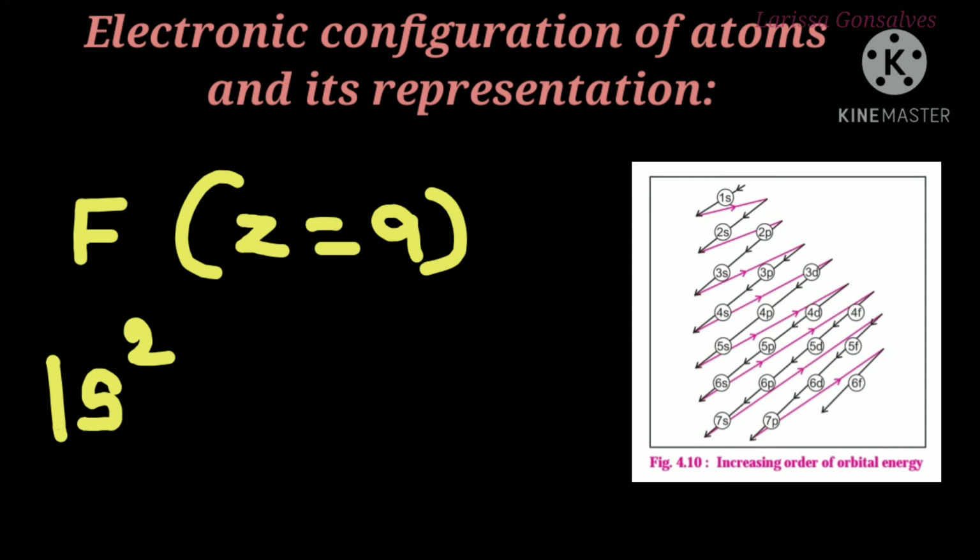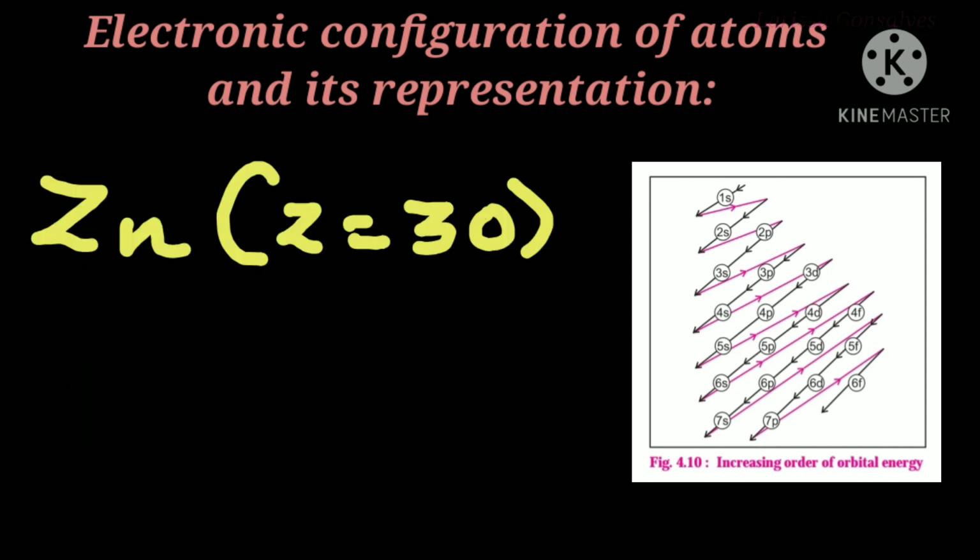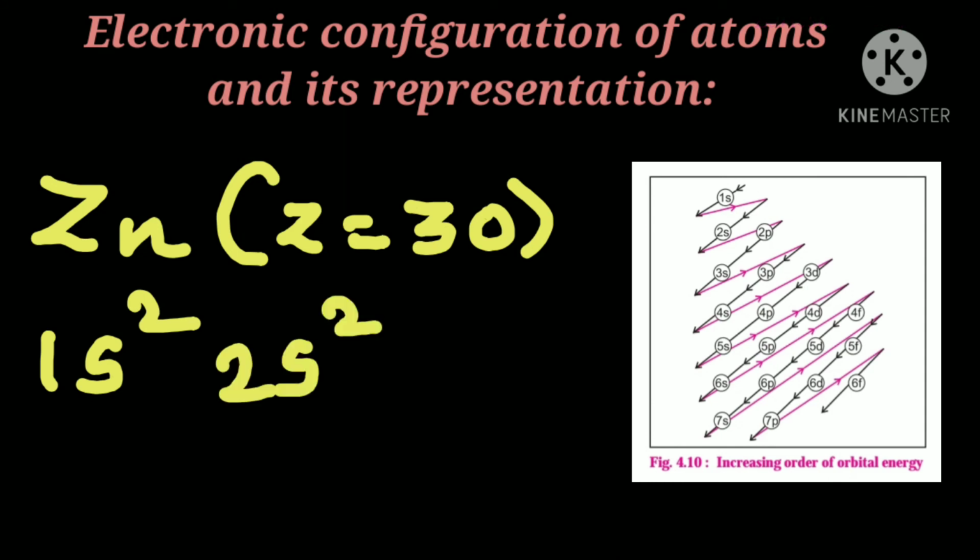Let us consider one more example, that is of zinc. Now the atomic number of zinc is 30. So again begin with the electronic configuration. First is 1s. So maximum of 2 electrons can go there. So it will be 1s2. Then you have 2s. So it will be 2s2. Then you have 2p. So all the 6 electrons can move in here. So that will be 2p6.